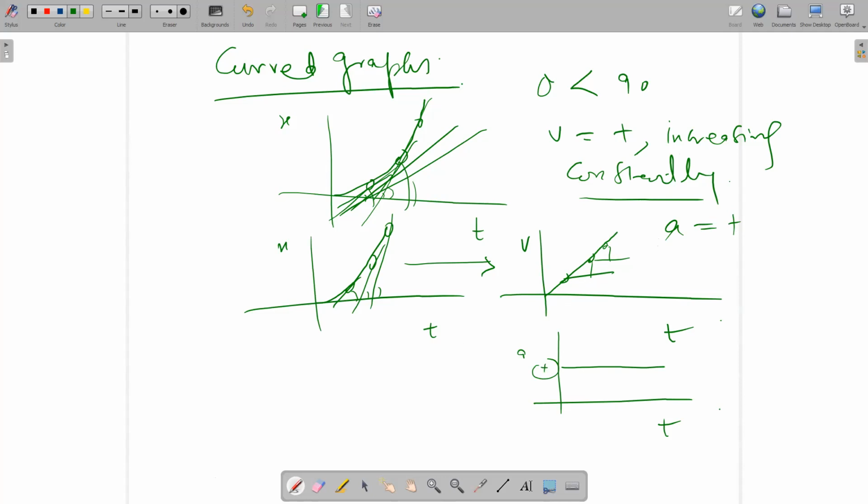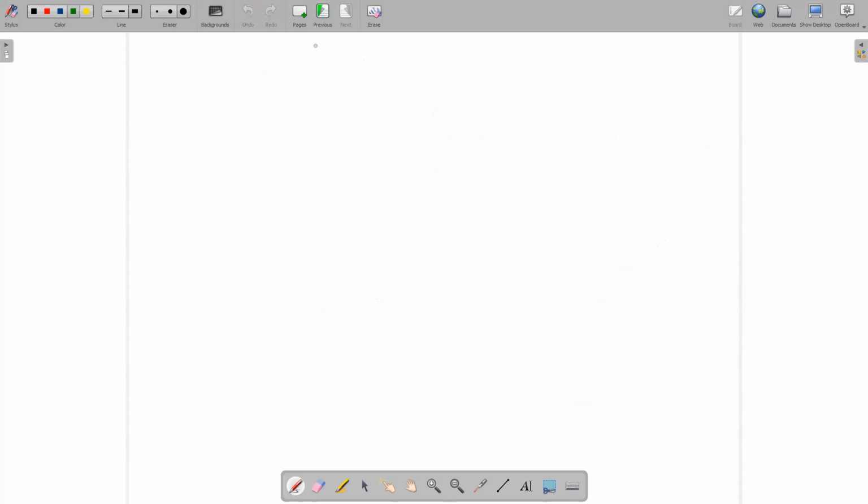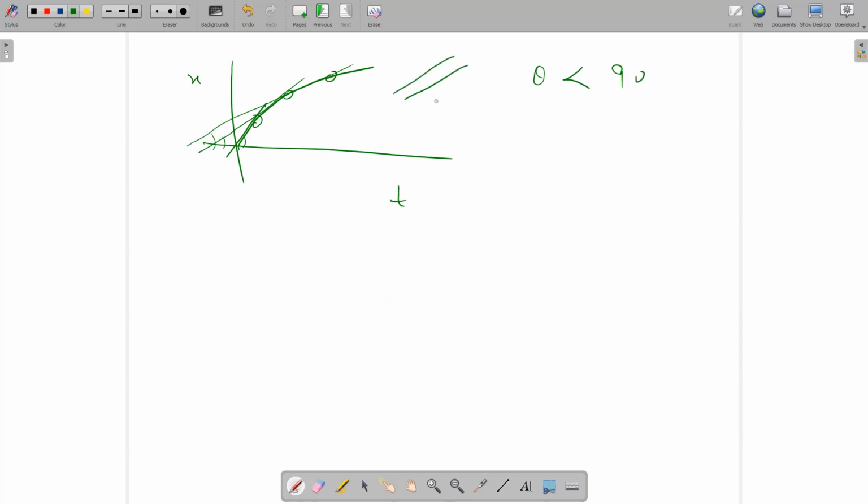Okay, understand? After this, the graph line is like this one. Here is tangent. Here is tangent. Here is tangent. The angle is increasing or decreasing? First, the angle is less than 90 degrees, because the lines are like this one. Less than 90 degrees, so V is positive.